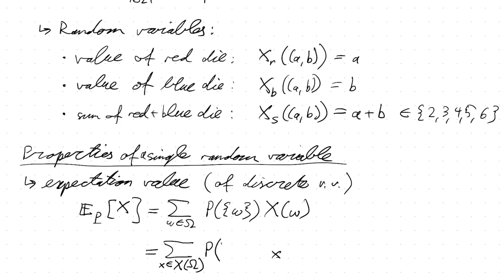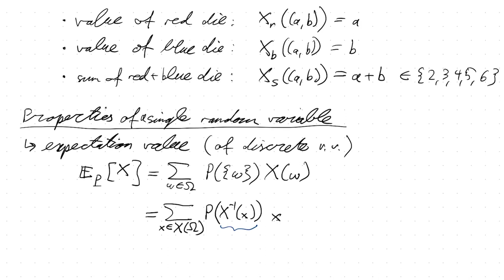You can write that using the inverse of this random variable, the function that maps these values back to a subset of the sample space. So this would be X inverse of little x, and this is an event. Here, X inverse of little x is the set of all omega in the sample space such that X of omega equals x.